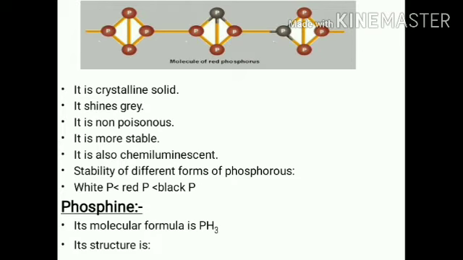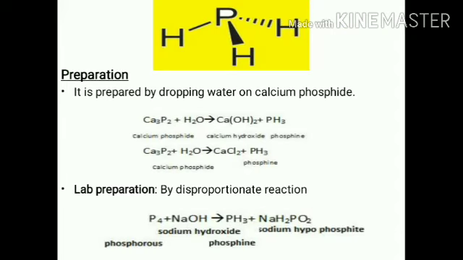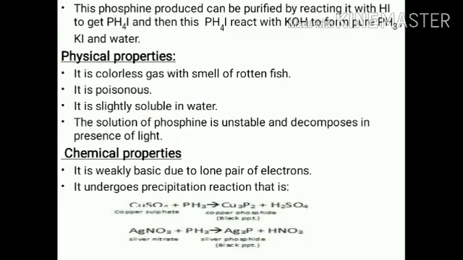Phosphine is generally formed when white phosphorus reacts with NaOH. The structure of phosphine is given. Phosphorus has 5 valence electrons, so 3 electrons are shared with hydrogen and it contains 1 lone pair of electrons. How can it be prepared? It is prepared by dropping water on calcium phosphide. This is the chemical reaction. When calcium phosphide, Ca3P2, reacts with water, it gives phosphine.